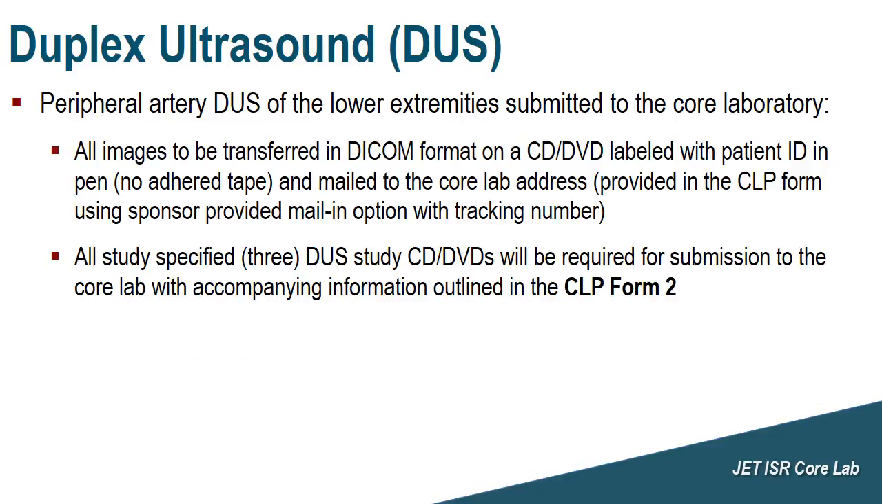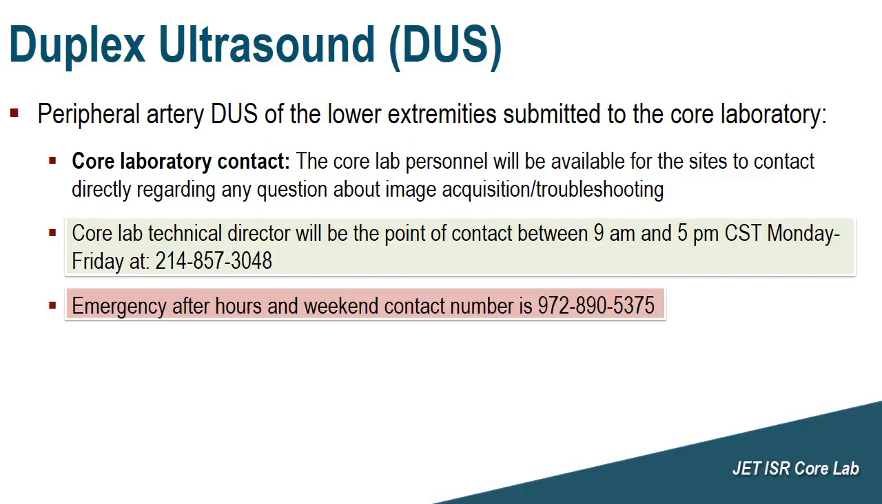All images need to be transferred to us for analysis on a CD or a DVD in DICOM format, appropriately labeled with the accompanying CLP form. CLP form 1 is for angiographic CDs, and CLP form 2 is for duplex ultrasound. The core lab contact information is shown here. We can be contacted by email, but also if you need to call us, the core lab technical director can be contacted at this number, and for weekends and emergencies, a cell number is provided. I can't imagine a follow-up duplex ultrasound study on a weekend, but if you need to contact us on a weekend or after business hours, please use the second number, 9728905375.